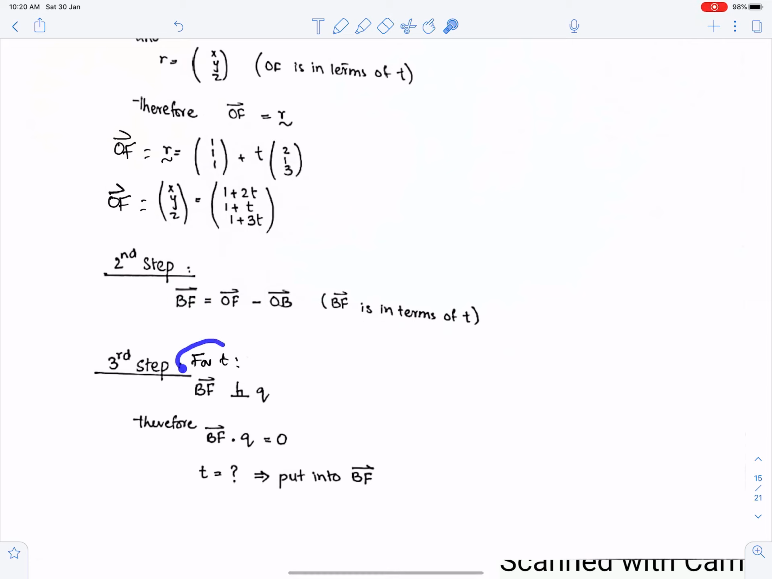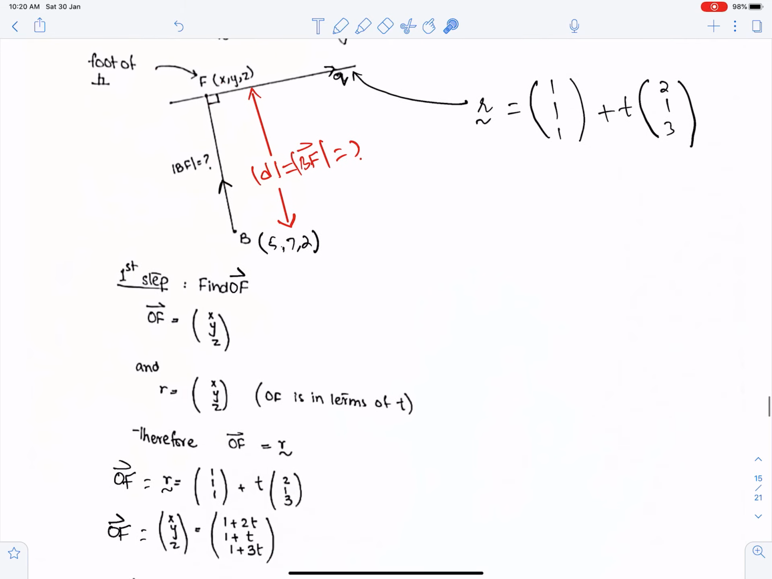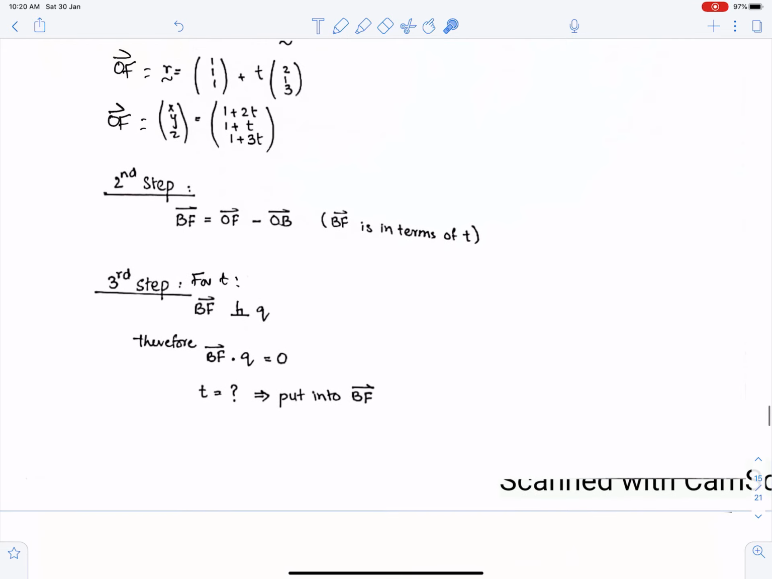Now the problem is T. How will you find T? Since BF is perpendicular to Q, this vector is perpendicular with vector direction vector Q. Q means the direction vector. This is the direction vector Q. So since these two vectors are perpendicular, therefore by taking the dot product of these two vectors, we can easily get T. Once you get T, substitute T back into BF and get the BF in known form like 1, 2, 3, for example. And then get its magnitude, 1 square, 2 square and 3 square. That will be the final answer.